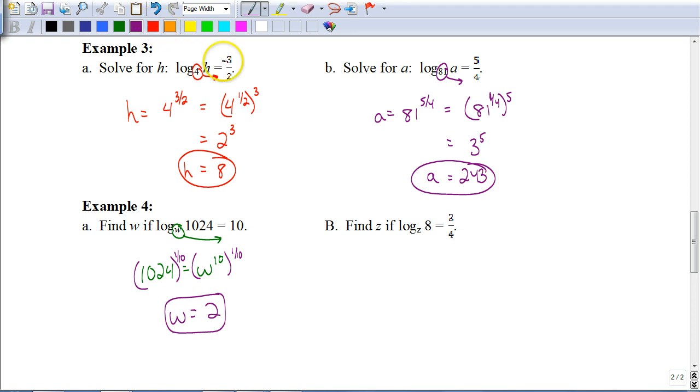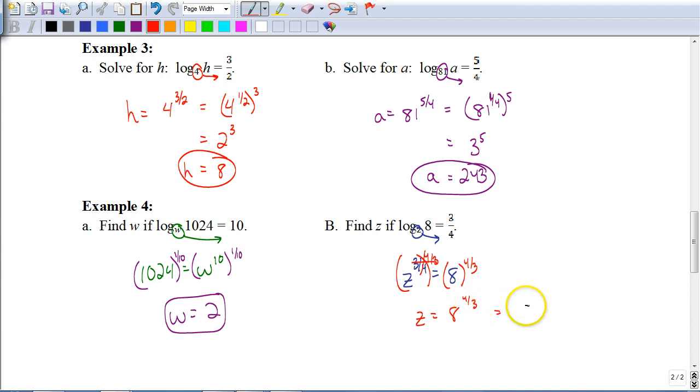Or for this one, again, we're stuck, so I'm going to slide the base over, so it's going to be z to the 3/4 power equals 8. So we put it in exponential form. So now I want to get rid of this exponent of 3/4, so I'm going to raise each side to the reciprocal of 3/4, which is 4/3, and see if that helps. Sure enough, these cancel out, so I'm left with z equals 8 to the 4/3 power.